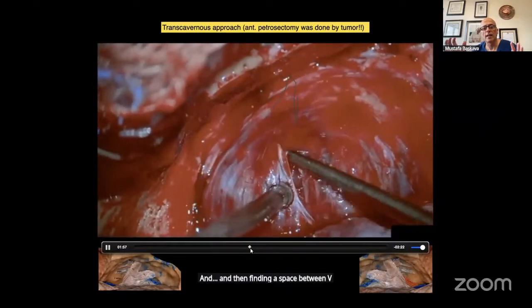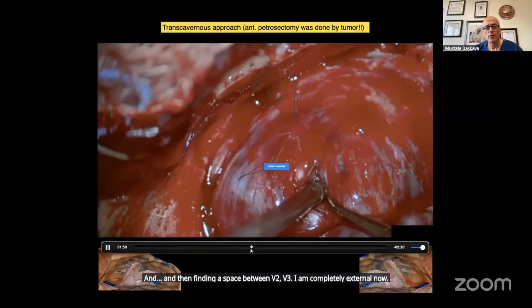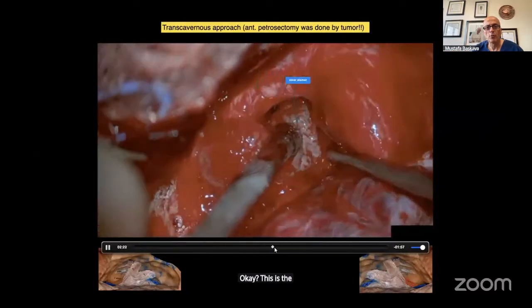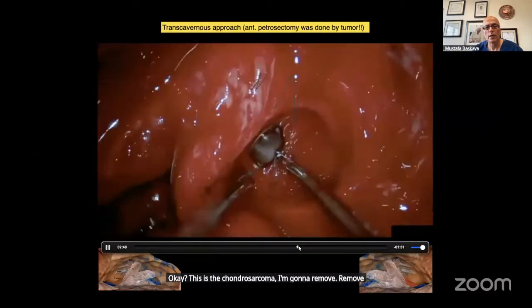And then finding a space between V2, V3. I am completely extradural now. Okay. This is the chondrosarcoma. I'm going to remove everything.